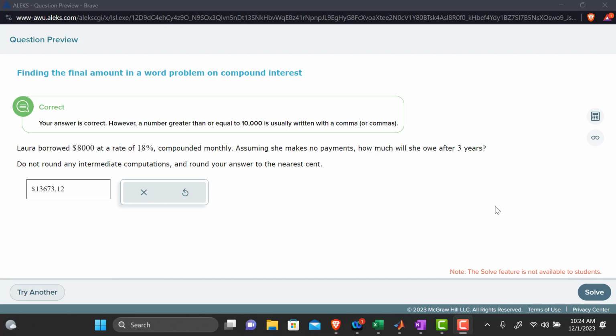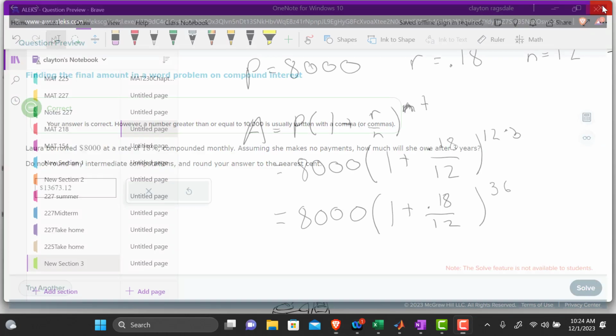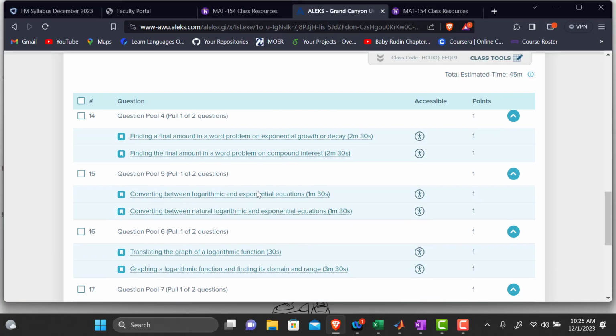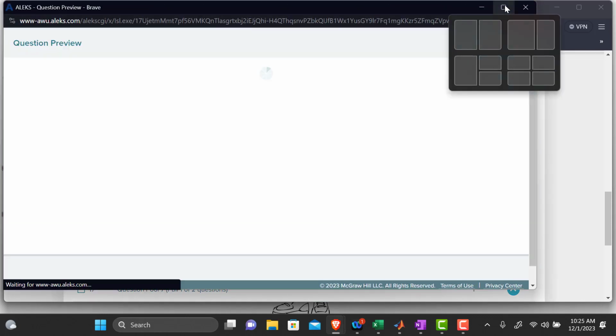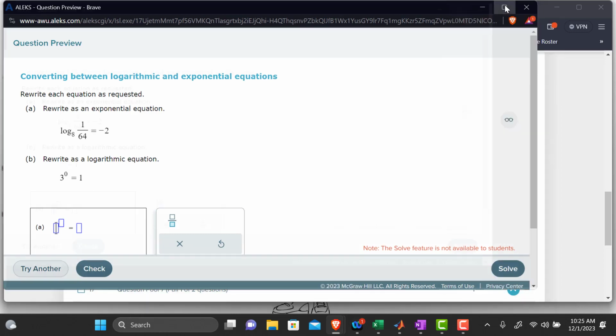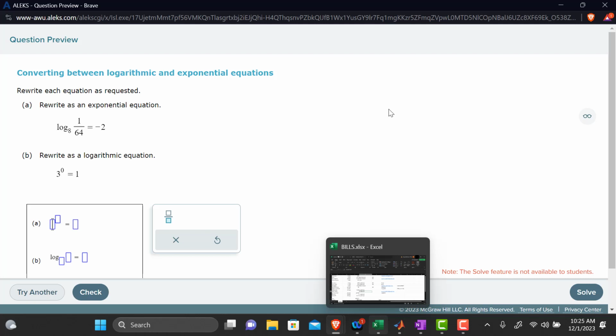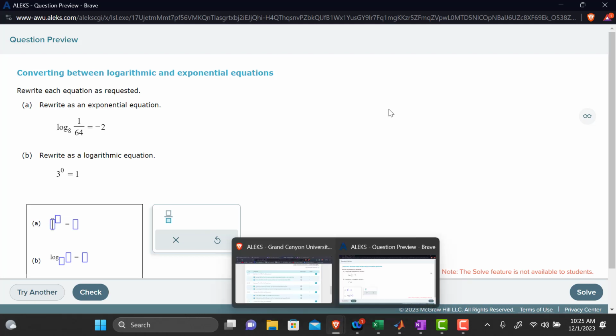Awesome. Okay, let's keep going. What's next? That was our compound interest problem. Converting between logarithmic and exponential forms. And so we want to rewrite one of them as an exponential. We want to rewrite one of these as a log. I'm going to rewrite this problem really quick. So we have log base 8 of 1 over 64 is equal to -2. And then we're going to derive the equation for you.